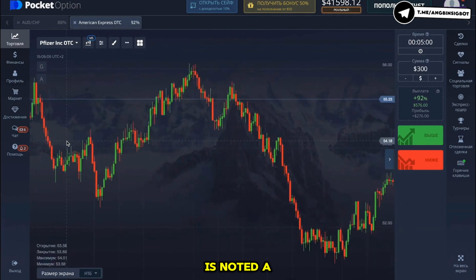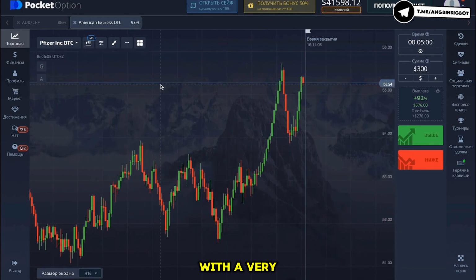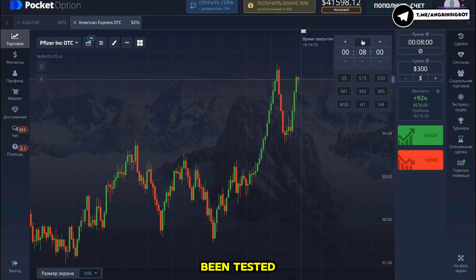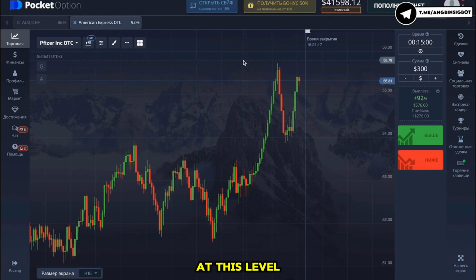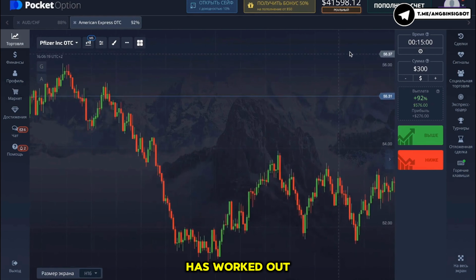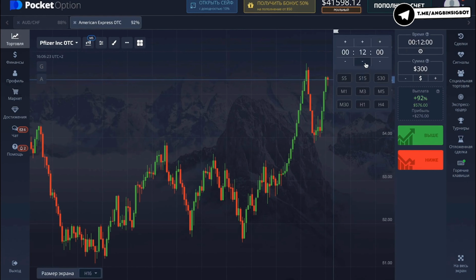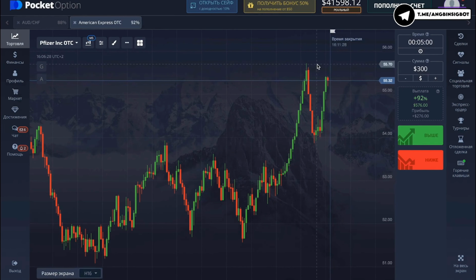A second trade is noted, a very interesting situation, with a very strong daily level. And just recently this level has been tested. This gives some confidence, because there haven't been any touches at this level for quite a while, but now it has worked out. And now we will enter, I think in 15 minutes or 5. Let's probably enter for 5 minutes. If there isn't enough activity, we'll open a larger trade next time.